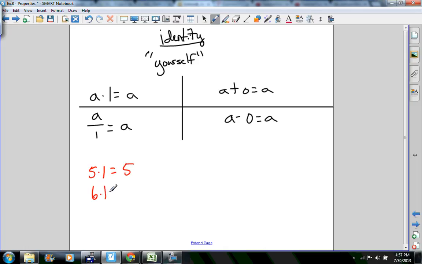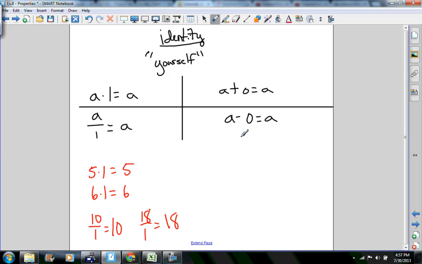6 times 1 is equal to 6. And any number times 1 is going to be equal to itself. Division's almost the same, except instead of multiplying, you're dividing. So 10 divided by 1 is equal to 10. 18 divided by 1 is equal to 18. Okay? So multiplying or dividing by 1 is the identity property, the yourself property.